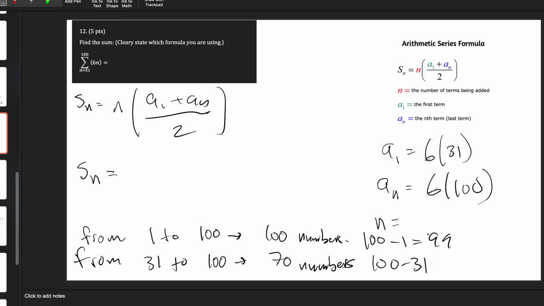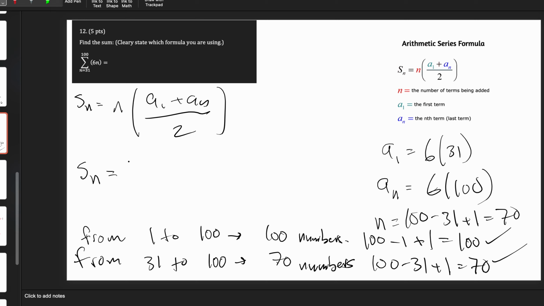That wouldn't be right. You have to do 100 minus 1 plus 1. You have to do 100 minus 31 plus 1, and this is 70, and this is 100. So you get the right answer in both cases if you do it this way. So in this case, my n is actually 100 minus 31 plus 1, which is 70. So the answer here will be 70 times a sub 1, which is 6 times 31.